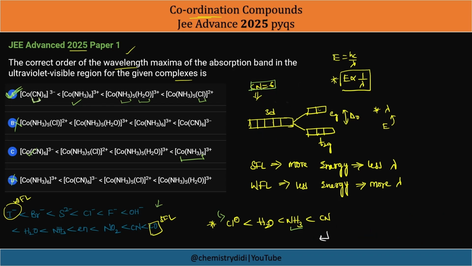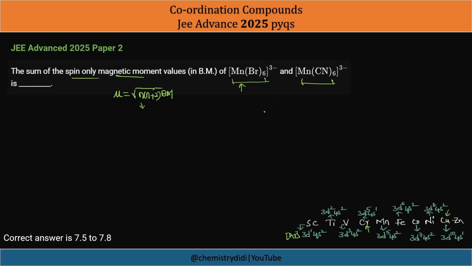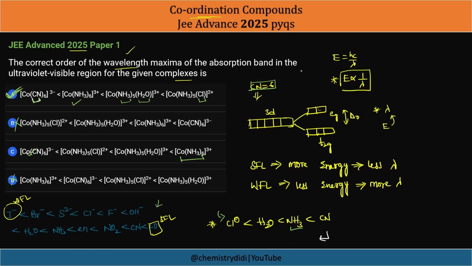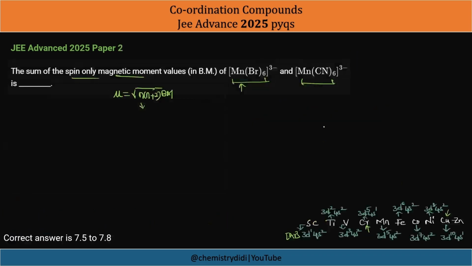You need to know how splitting takes place in case of octahedral, and also in case of tetrahedral; maybe I'll be solving questions on that. These two complexes are octahedral only, so the same splitting takes place over here. Based on the ligands, we will try to fill the electrons. That we will see now.